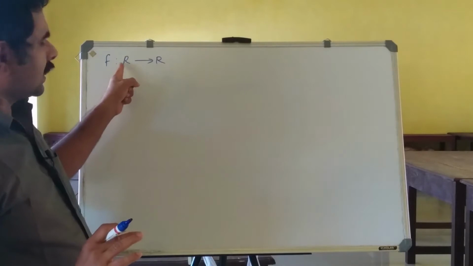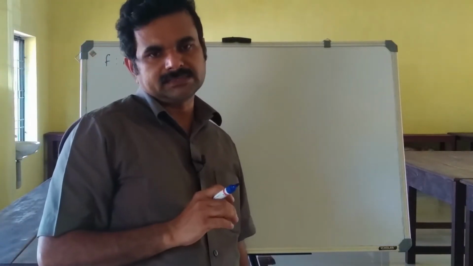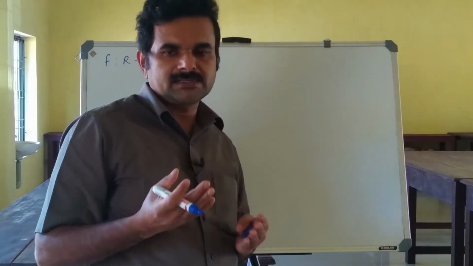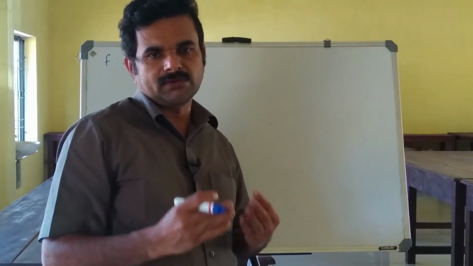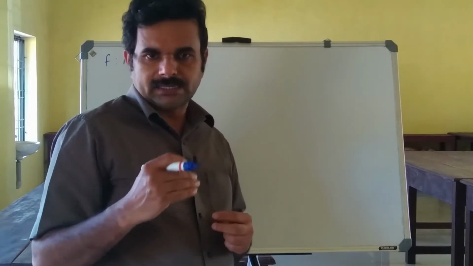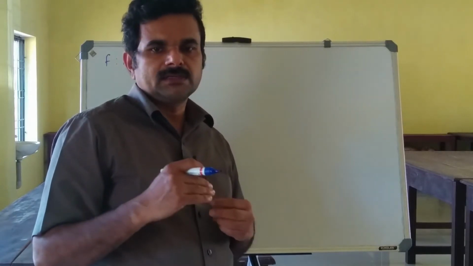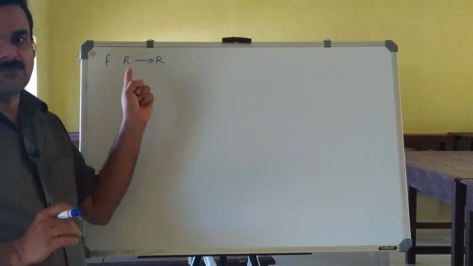What does capital R mean? Real numbers, the set of real numbers. What are real numbers? Real numbers are the numbers which you have learned up to 10th standard: negative 1, 0, 1, all negative numbers, all positive numbers, 0, decimals, p by q form, that is rational form, irrational form. All these are real numbers.